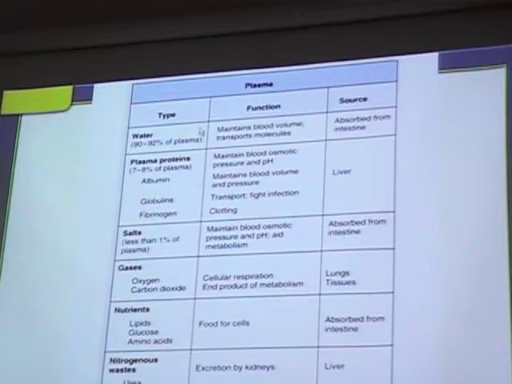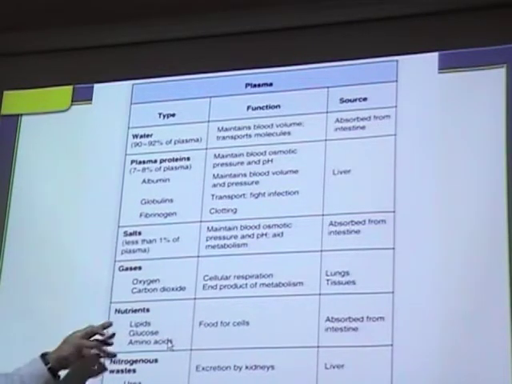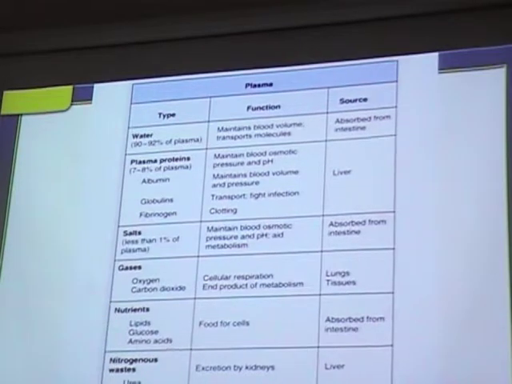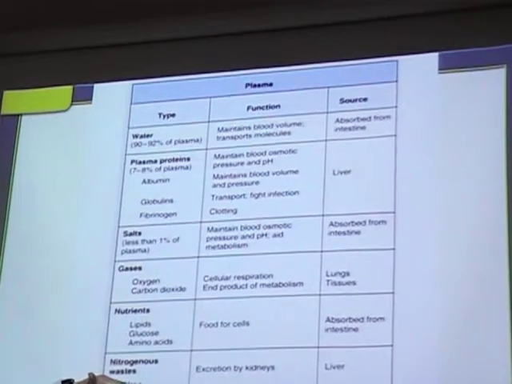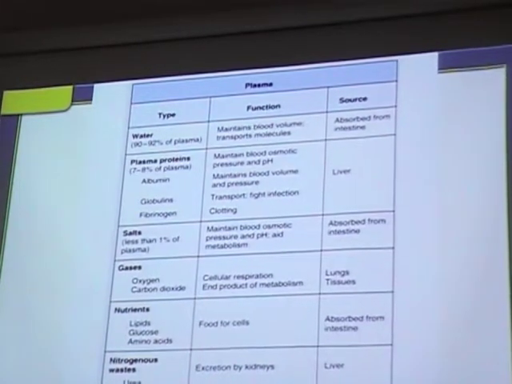This is a table showing all types of stuff that's in the blood. The blood has a lot of water in it, proteins, salts, oxygen and carbon dioxide gases, a lot of nutrients. These are food: lipids, glucose, amino acids. It has nitrogen waste, hormones and vitamins. The blood has a whole lot of stuff in it.